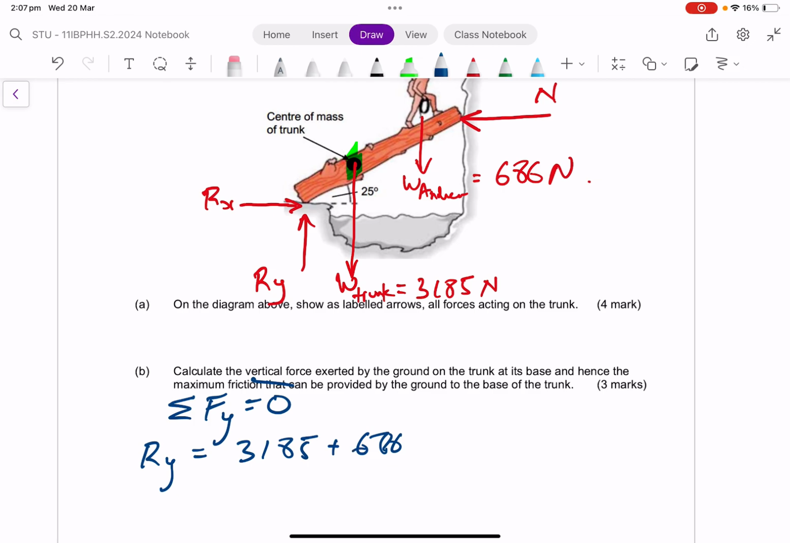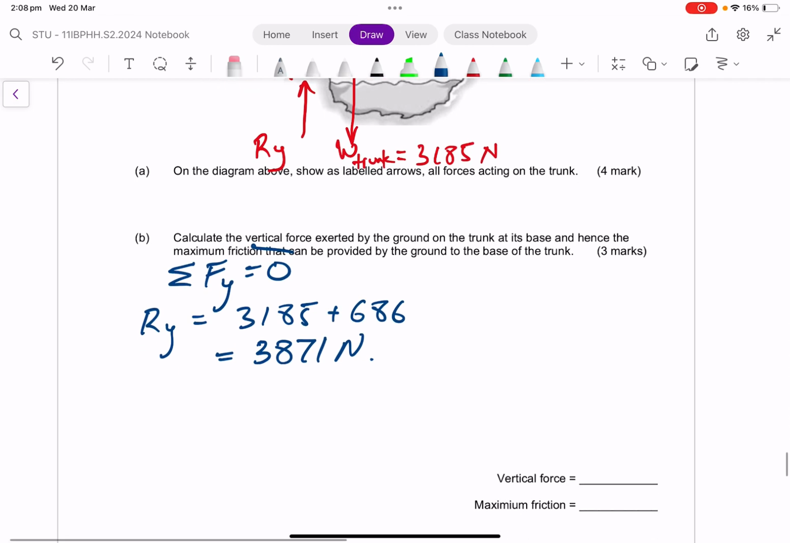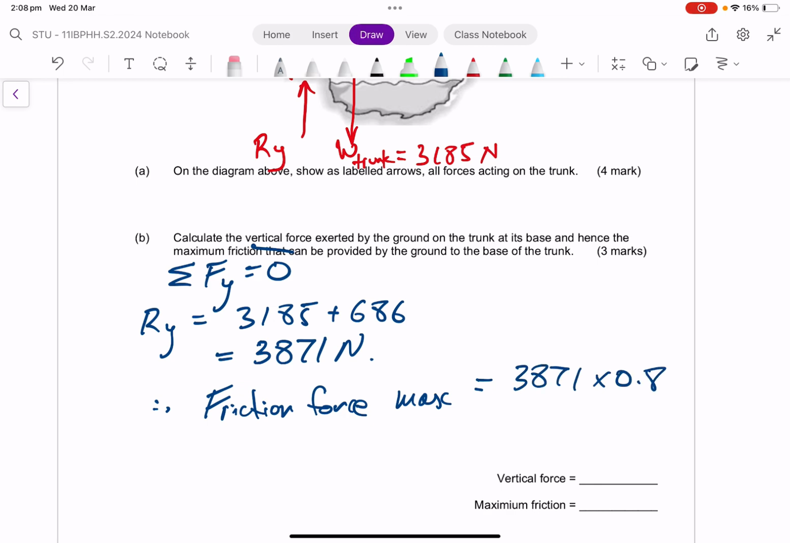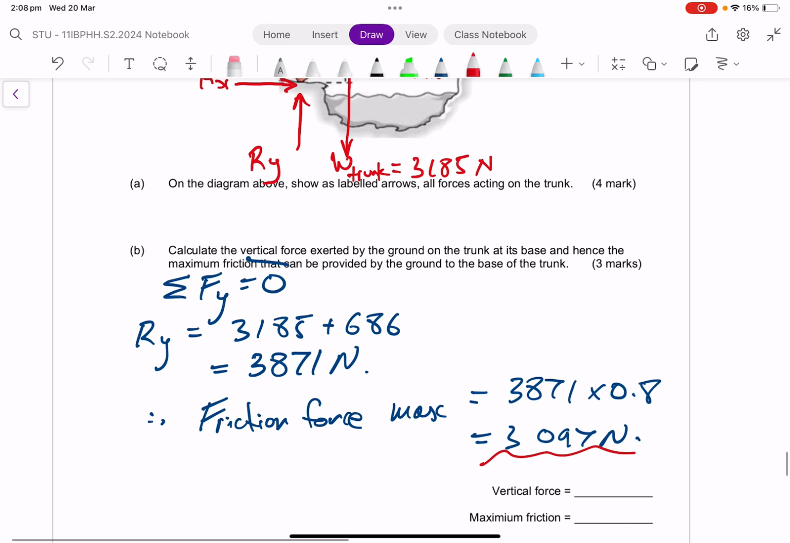All right, 686 plus 3185. So therefore we have 3,871 newtons. That's part of the answer. And therefore the maximum friction force must equal that number times 0.8. And my friends, that is 3,097 newtons. That is the biggest force that it can apply.